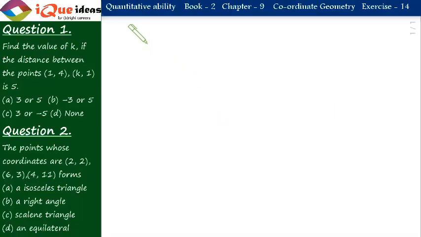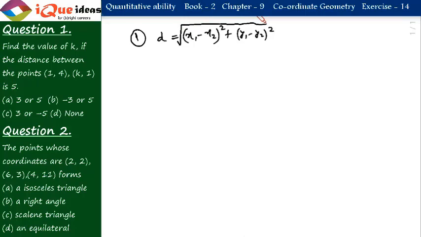Now let's take up questions from exercise 14 of the second book. Question number 1 says, find the value of k if the distance between the points (1, 4) and (k, 1) is 5. Now the distance formula is: distance is equal to the square root of (x1 minus x2) whole square plus (y1 minus y2) whole square.